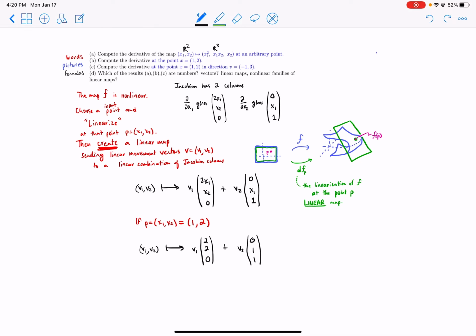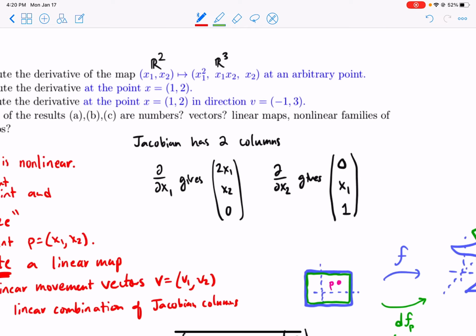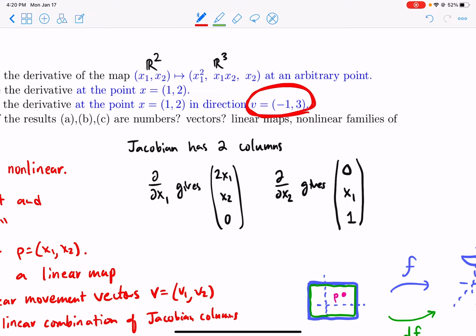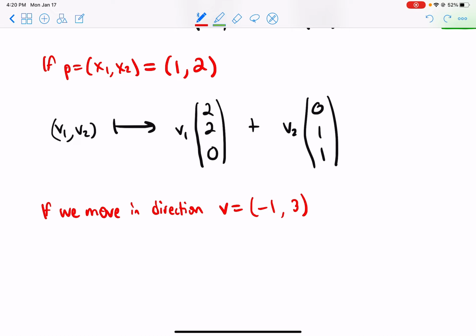So anyway, if we actually choose a movement direction as well, if we move in direction v equals, let's say, -1, 3. I'm just choosing an example here because that's what the problem said. Well, compute it in that specific direction. Then now we actually just plug in.